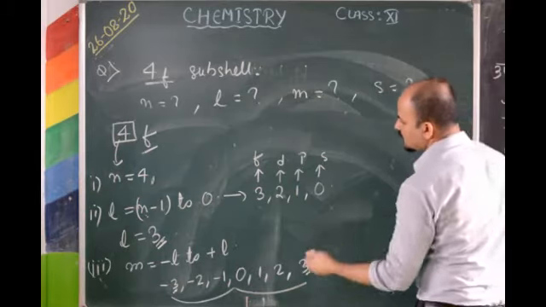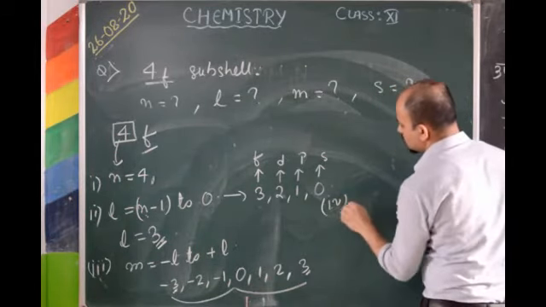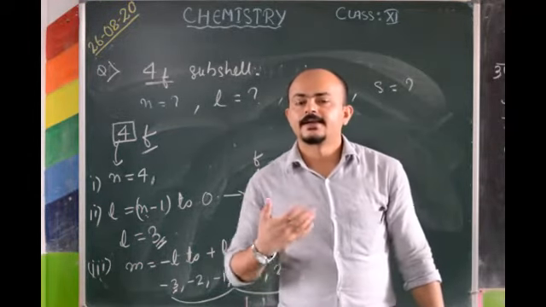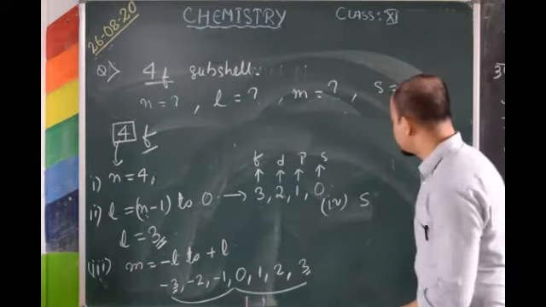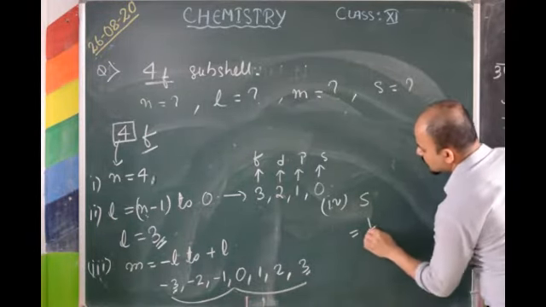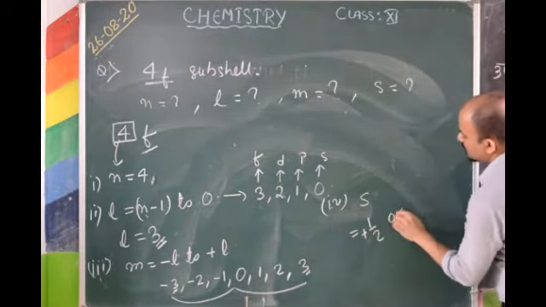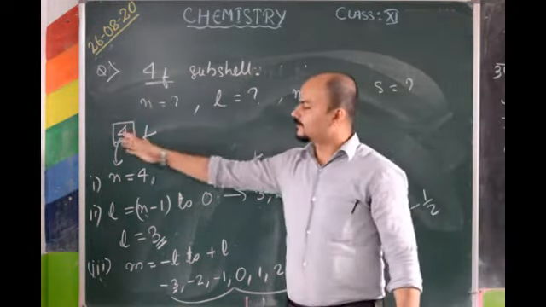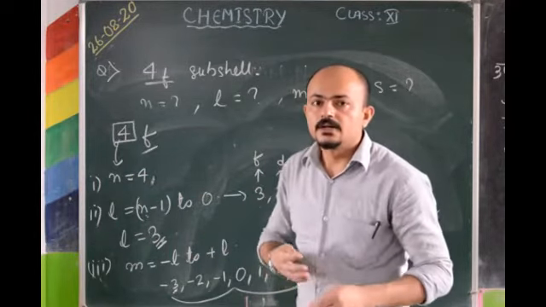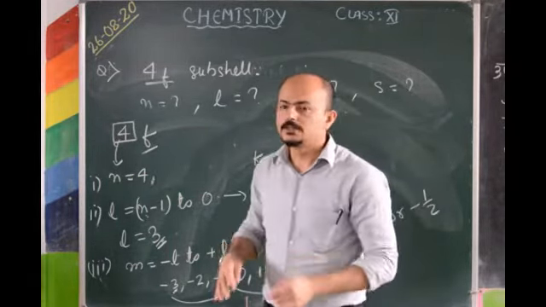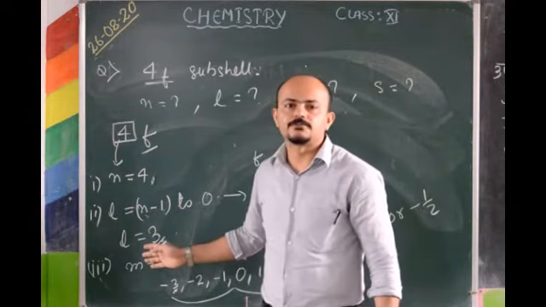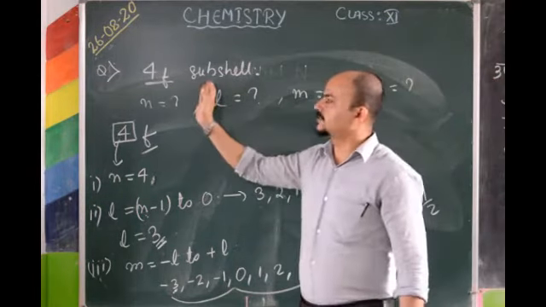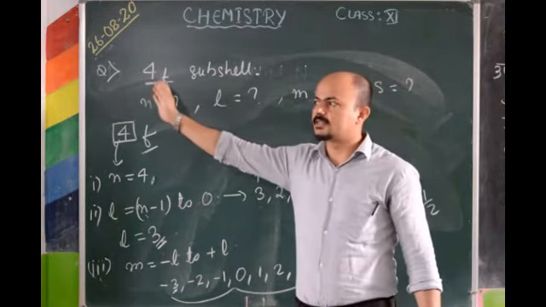And the fourth one is the spin quantum number. As I told you, the spin quantum number can have only 2 values, that is either plus half or minus half. So this is it. From this knowledge of these 4 quantum numbers and their relation to each other, we will be able to calculate all the possible values for this particular 4f subshell. Likewise, you can try for other subshells as well.